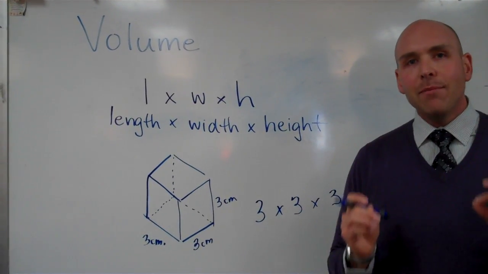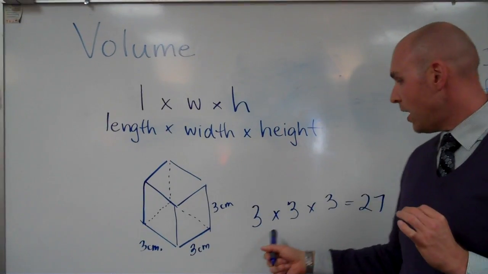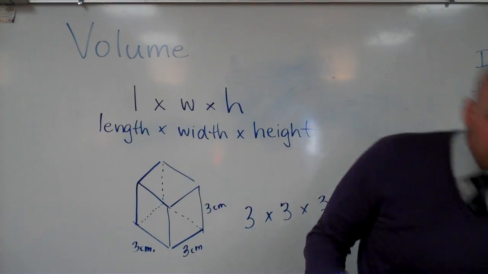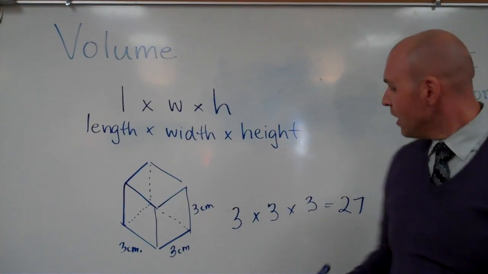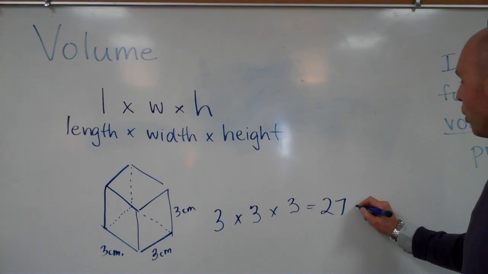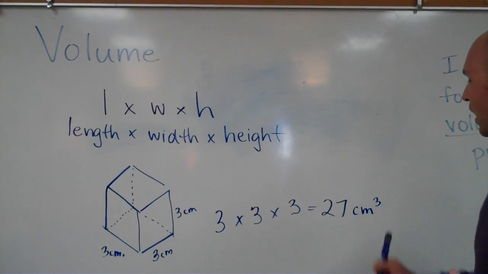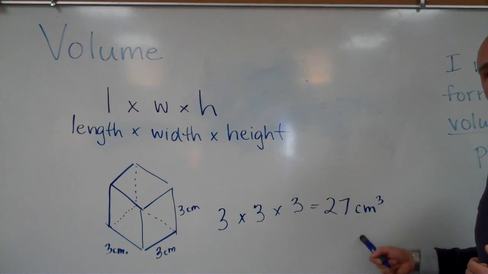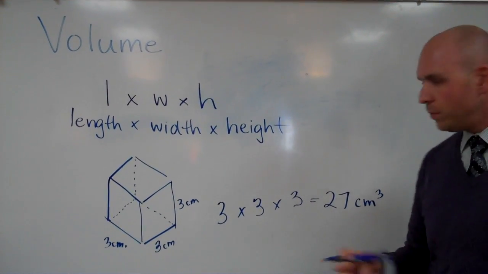Now, I'm not using square centimeters in this case because I'm taking up space. Remember the cube? So in this case, it's cubic units, or centimeters cubed. So instead of a 2, I'm using a 3. So it's centimeters to the power of 3, or what we call cubed.